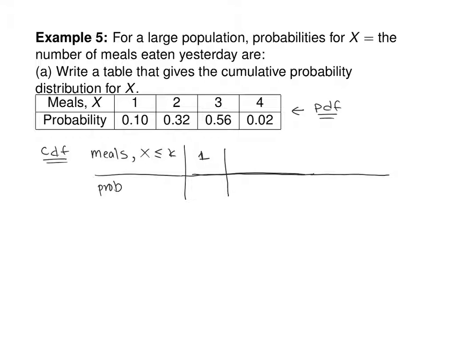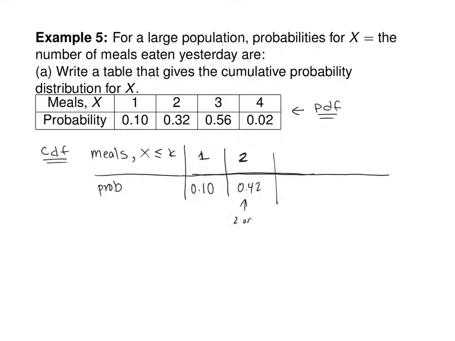So first we have 1. What's the chances somebody ate 1 or fewer meals? That's still just 0.1, right? We have nobody in our table eating no meals. Now when we're looking at 2, what are the chances somebody ate 2 meals or fewer? That means they ate 2 meals or they ate 1 meal. So that'd be you adding these two together. 0.42.